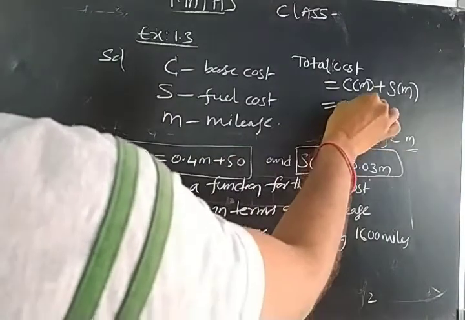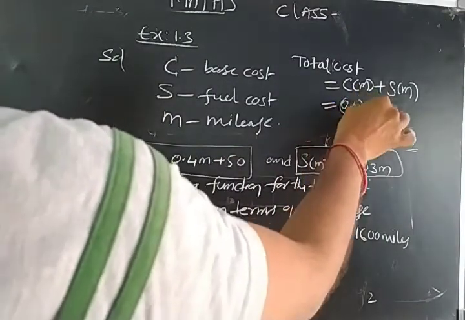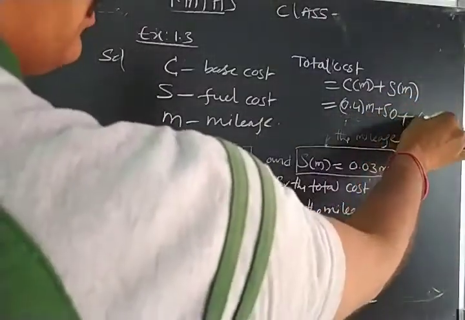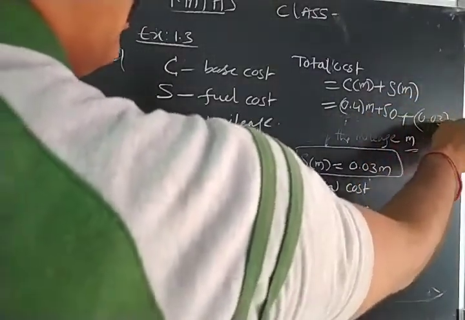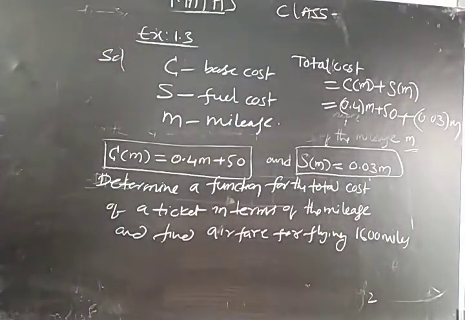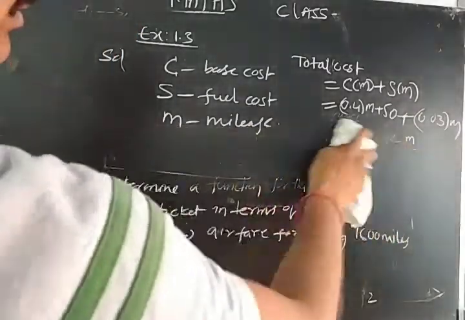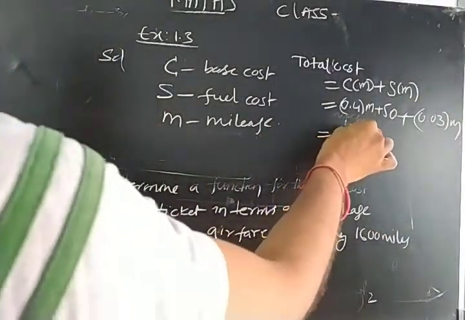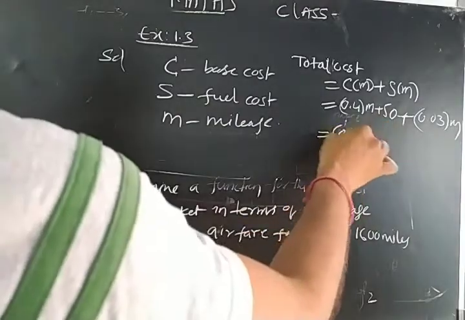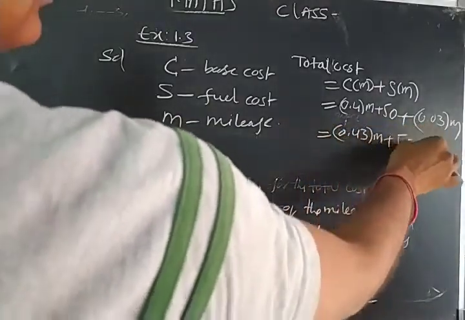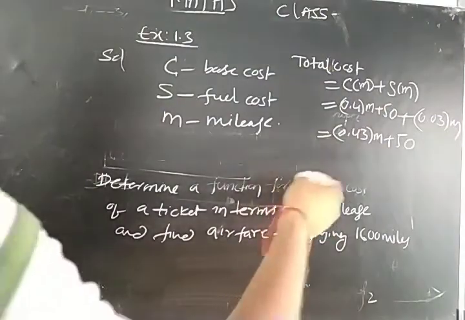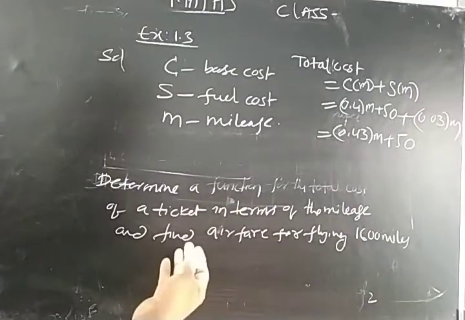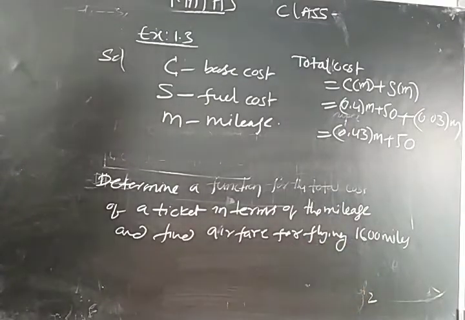Base cost is defined as 0.4 into M plus 50, and fuel cost is 0.03 into M. Now by simplifying this, 0.43 into M plus 50. This is the total cost function. Total cost function is depending on mileage. So now we are finding the airfare for flying 1600 miles.